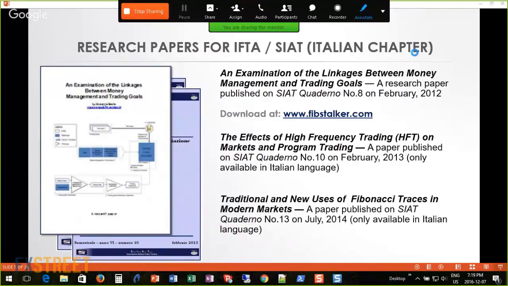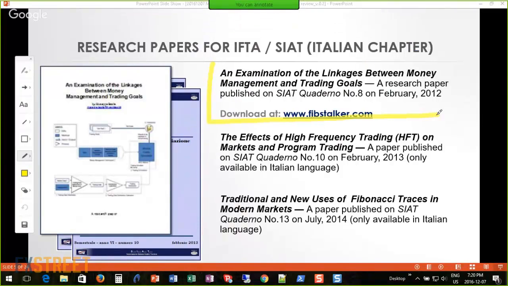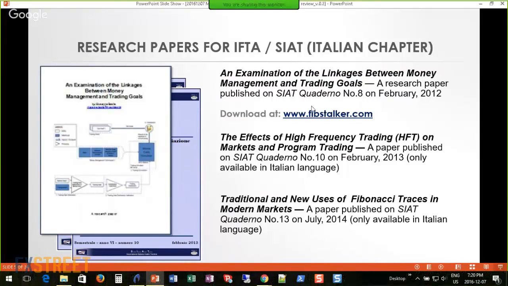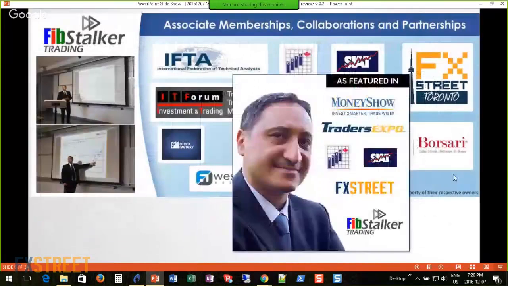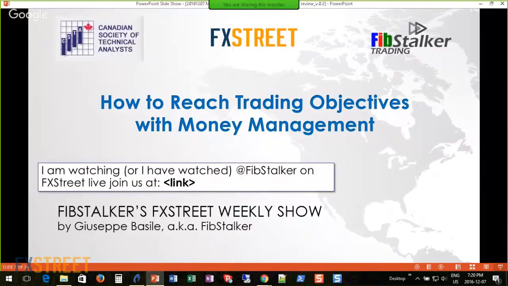Today I'm going to talk about money management. There is particularly one research paper I wrote back in 2010 and then adapted in 2012, and it was published in the Journal of the Italian Society of Technical Analysts, and recently in the Journal of the Canadian Society of Technical Analysts. So, how do we reach trading objectives with money management? This is very, very important, and I want to touch on this.